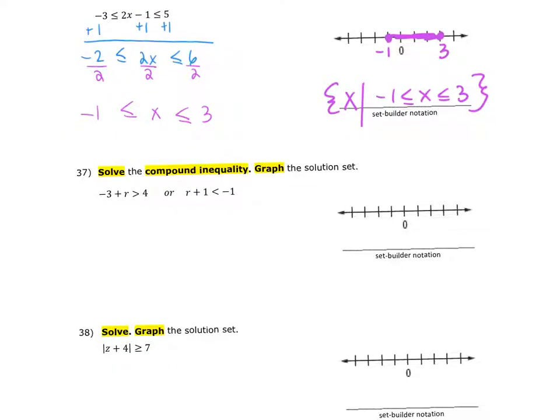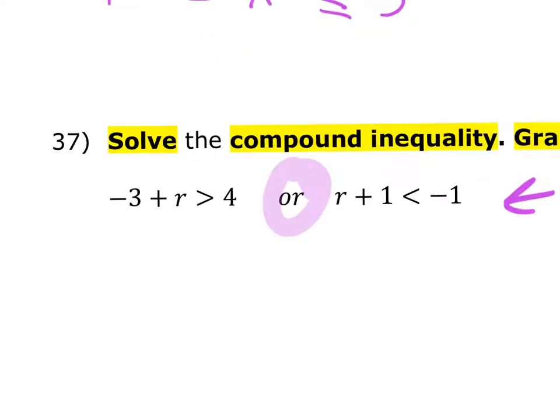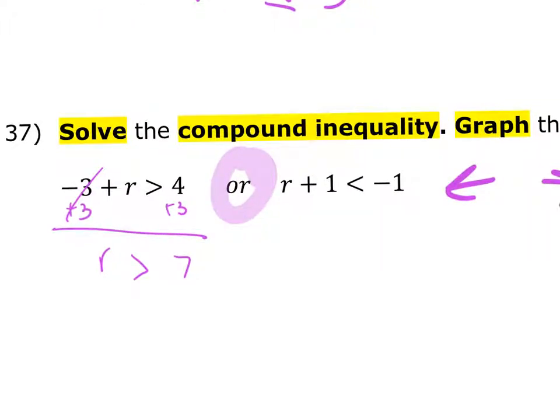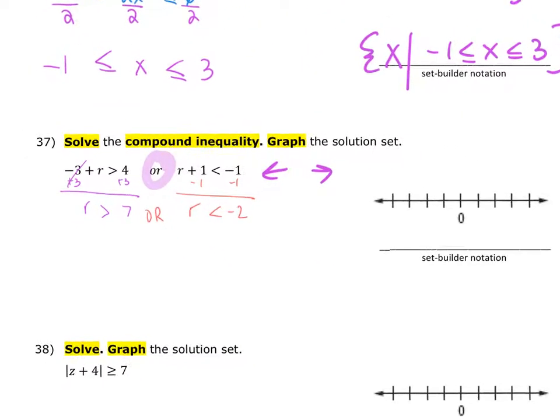Okay, this is an OR, and we know it's an OR because it says OR. So we know that ORs go out that way. So that kind of keeps us in check to make sure we're doing it correctly. So if we're solving this inequality, we're going to add 3 to both sides. And we get r is greater than 7, so that's the first half. And then we go to the next one, minus 1 minus 1. R is less than negative 2. So we have the fact that r is greater than 7 or r is less than negative 2.